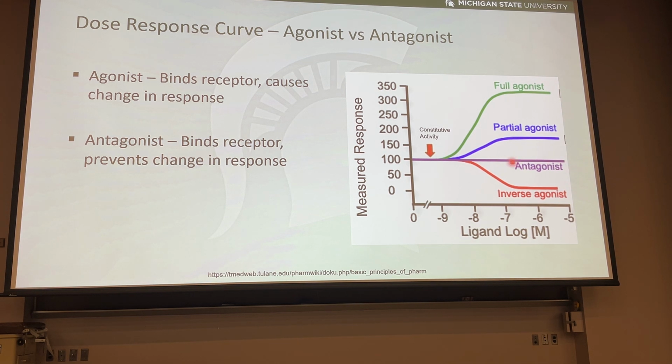Antagonist is here. It just freezes it at this constitutive activity level. And then the last one is called an inverse agonist. And again, as the name implies, this one actually inactivates a receptor, causing a decrease in the activity in this system. As you can see, we're at 100 response units, and drop down to roughly 0 with an inverse agonist, okay? So these are the 4 that we'll deal with during the term. Full, partial, inverse agonist, and then antagonist. All right, how does this look?